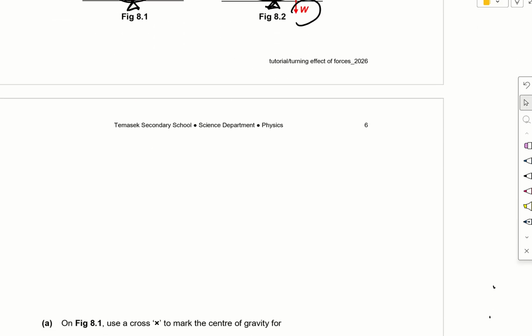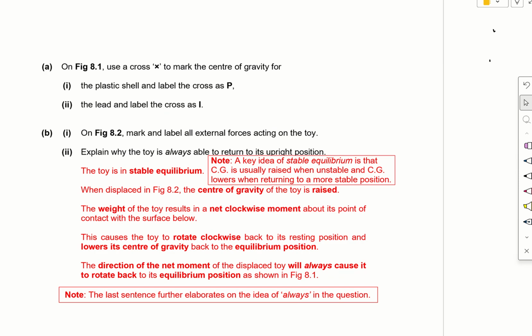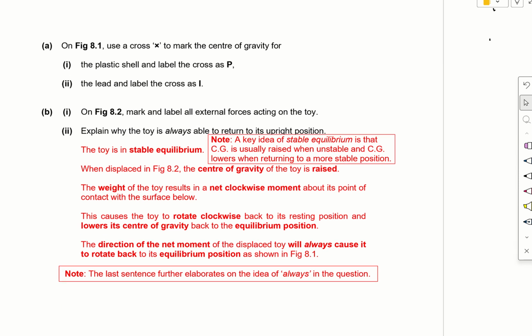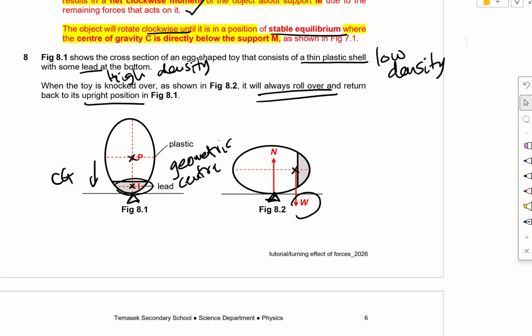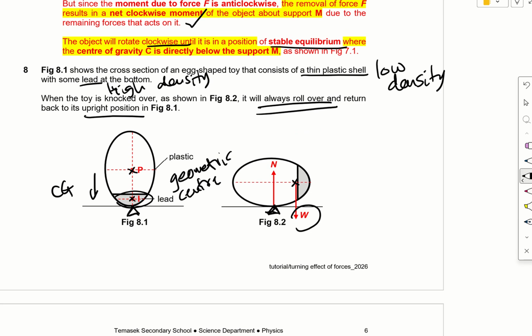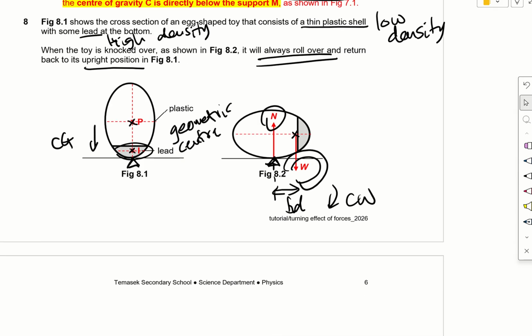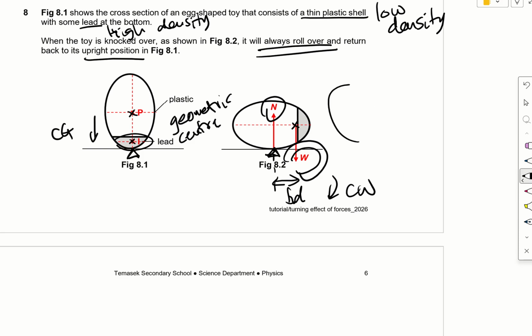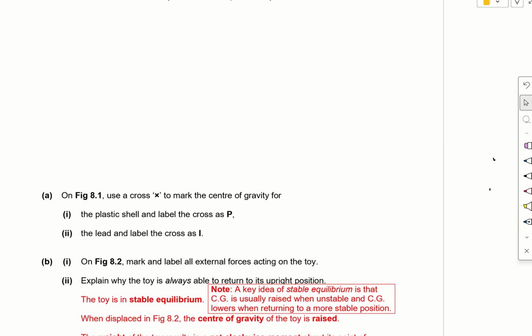Okay, so explain why the toy is always able to return to its upright position. As you can see from this diagram, there are actually two forces. One is the normal force being supported by the table in vertical position, and because the pivot is right over here, there is no perpendicular distance. Therefore, W is the one that has the perpendicular distance, and therefore it will have a clockwise moment. So if it's clockwise, it doesn't mean that this egg-shaped toy will swing in a clockwise direction.